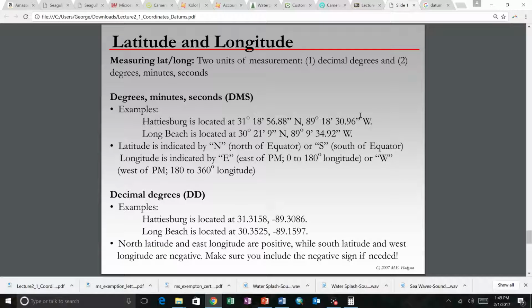We're getting really small. So here's the location of Hattiesburg. Here's the location of Long Beach, expressed as degrees, minutes, and seconds, with some decimal seconds. That's the way you usually say that.